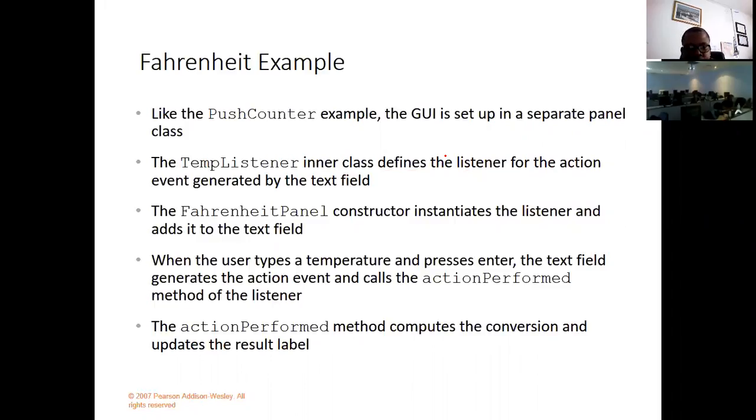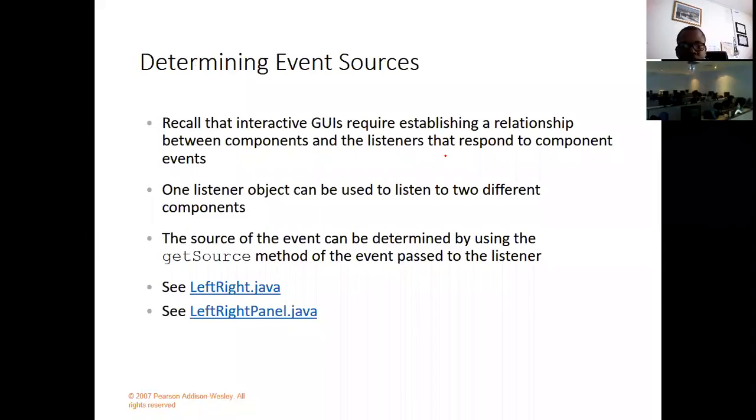So then when the user types a temperature and presses enter, the text field generates an action event and calls the action perform method of the listener. And the action perform method computes a conversion and updates. Now, there are some cases where you have more than one thing on a panel that can generate an event, and you need to be able to figure out which of the items actually generated that event. To do that, there's a special method called getSource that you can use when an event is passed to a listener to determine where that event came from.